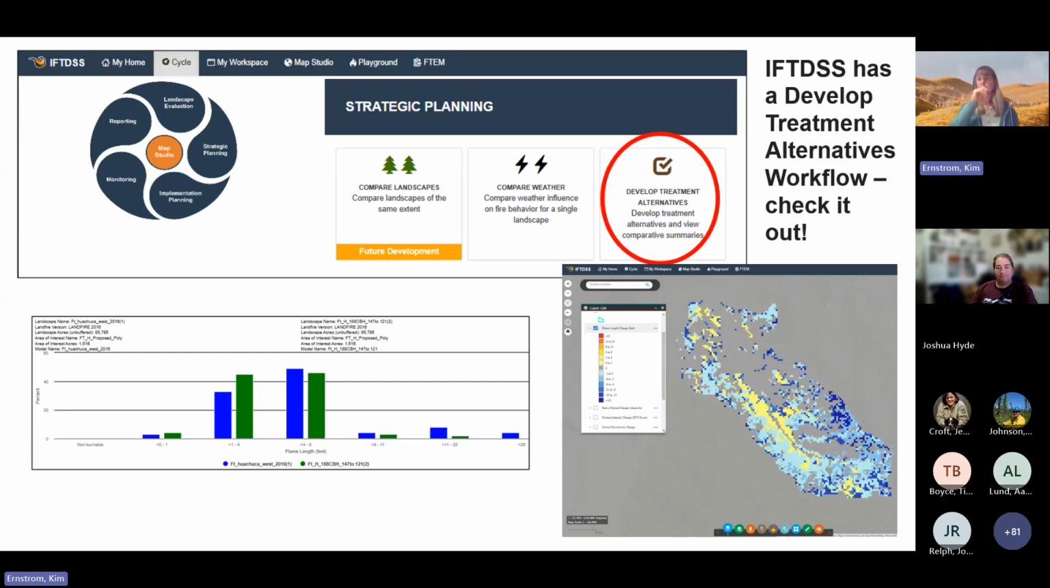But there's a ton of help in the IFTDSS Help Center that will walk you through how to do this. It's basically doing what I did in a little more sophisticated manner. So I just wanted to leave it at that. And I think what I'd like to do now, unless there are any other questions, is turn it over to Josh and let him show some learning resources and training resources that we have in IFTDSS, so you can start doing this yourself.